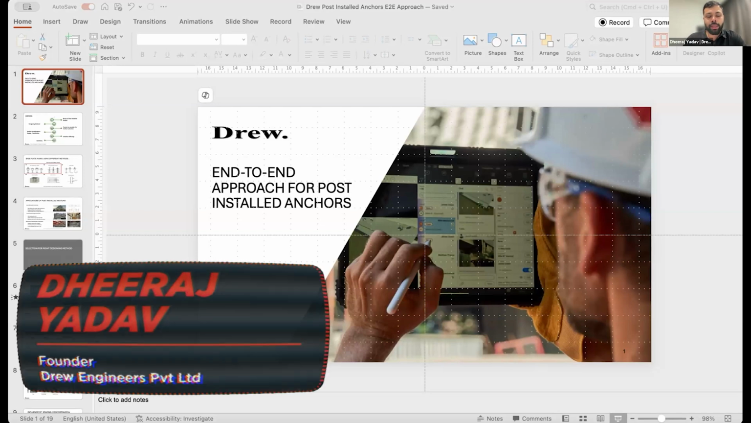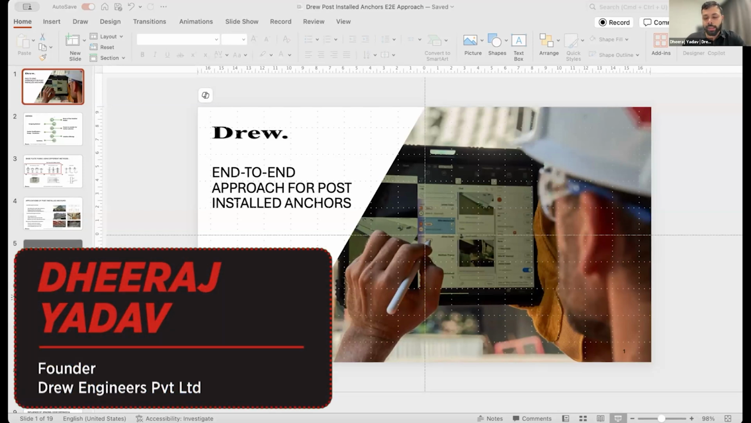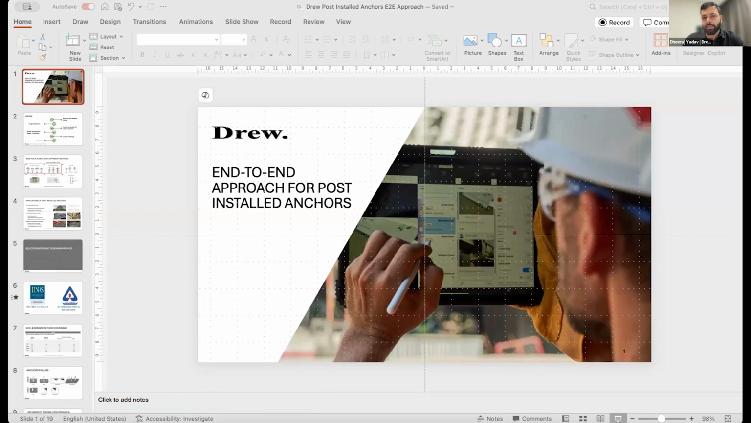Take you through the end-to-end approach for the post-install anchors. So, a brief agenda: how do we look into the overall scenario in this industry where these kinds of technologies are utilized for retrofitting purposes, or maybe for other purposes, where such a solution offering plays a very great role.